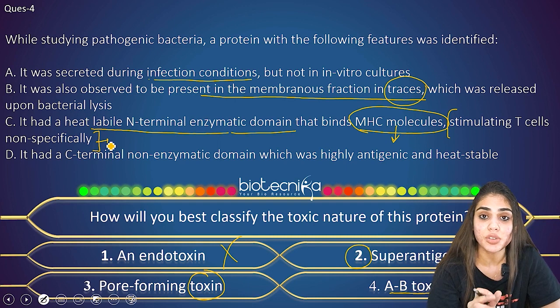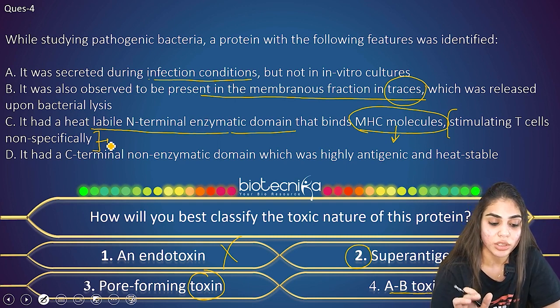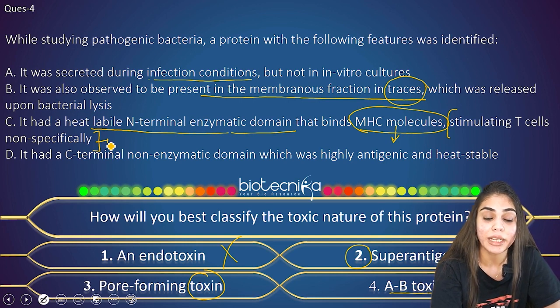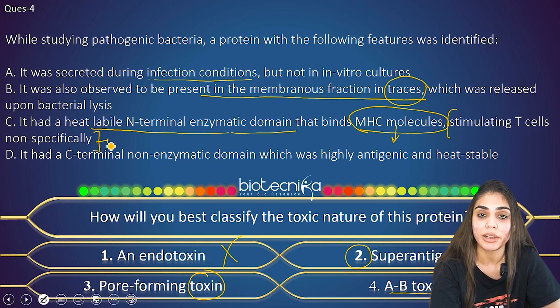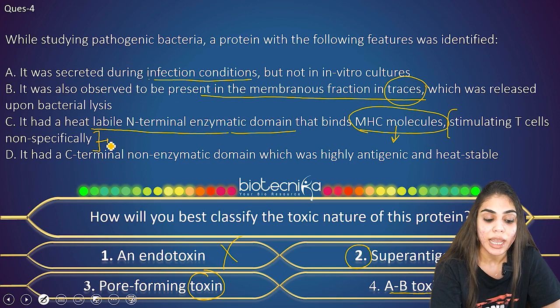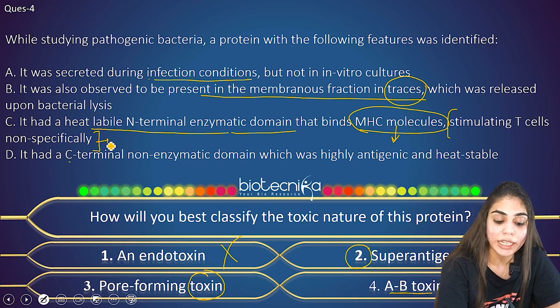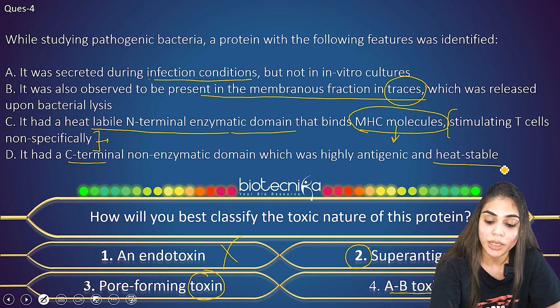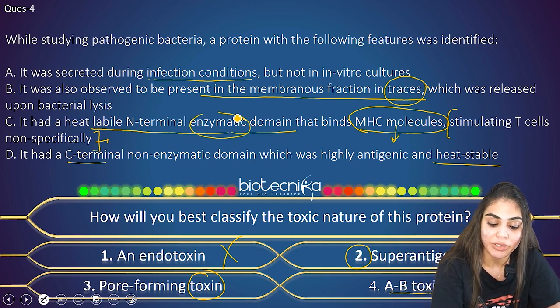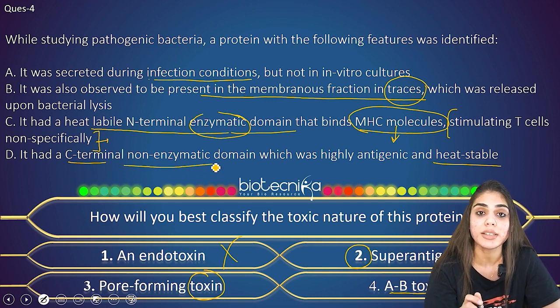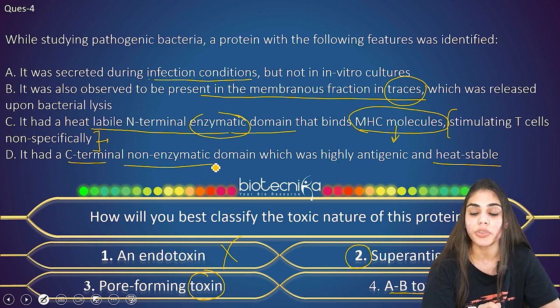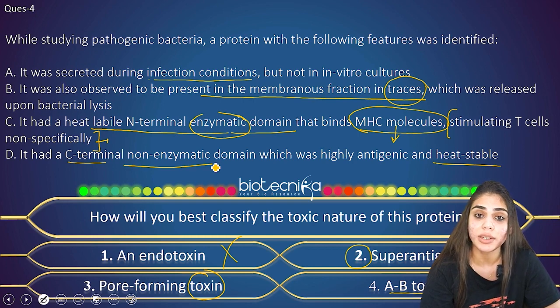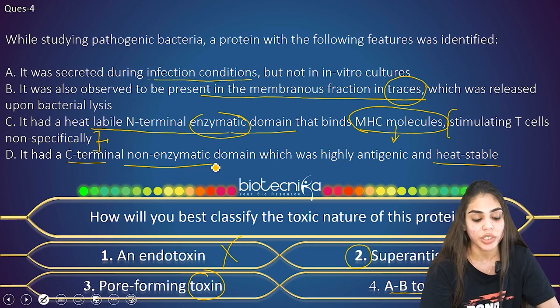Now here, for superantigen, they have given two features of its structure. It has a heat labile fragment, which is called the N-terminal, and the C-terminal is a heat stable fragment. N-terminal is heat labile and C-terminal is heat stable, and the N-terminal has an enzymatic property, whereas the C-terminal doesn't have enzymatic property. So with this we have seen the second option is the right answer for this question.